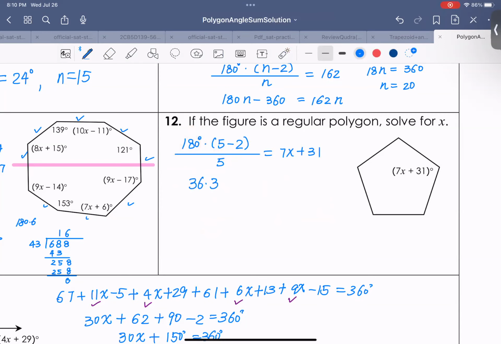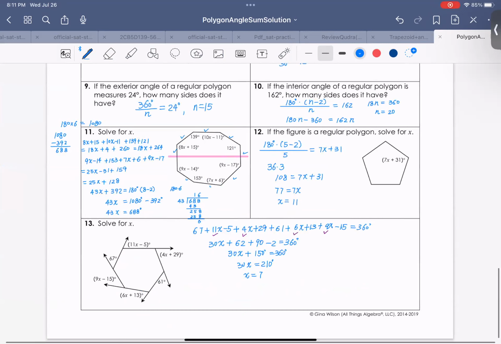36 times 3, which is 108. Good. Equals 7x plus 31. Keep going. So that means 7x is equal to 77. X becomes 11. Okay. Very good. Yeah, good job. Next one. Everybody also send a happy face or thumbs up. She's doing an excellent job also.